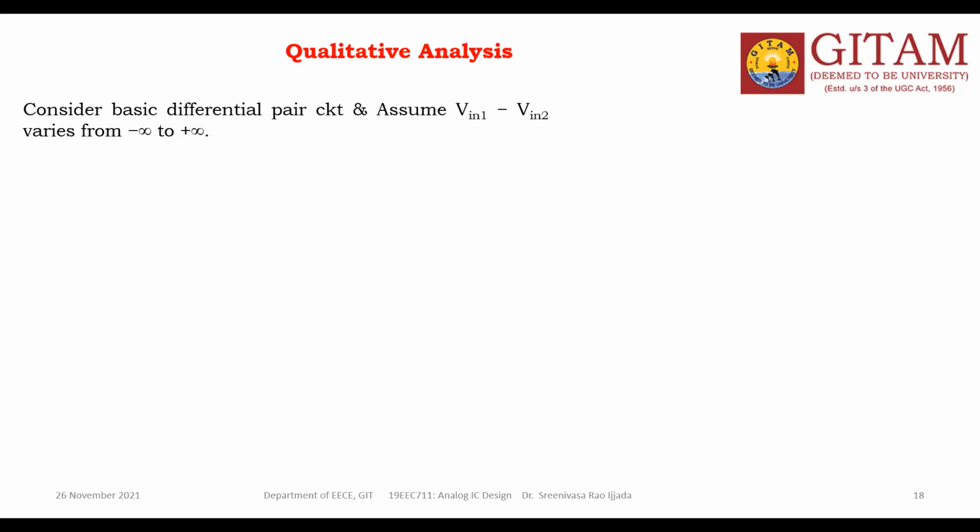Assume the difference in the signals VIN1 minus VIN2 will vary from minus infinity to plus infinity. So means negative quantity to positive quantity, large negative to large positive. I'm talking about only the difference between the input signals, not individual. Just I said the qualitative analysis is nothing but what happened in the circuit if the difference between the 2 input signals changes.